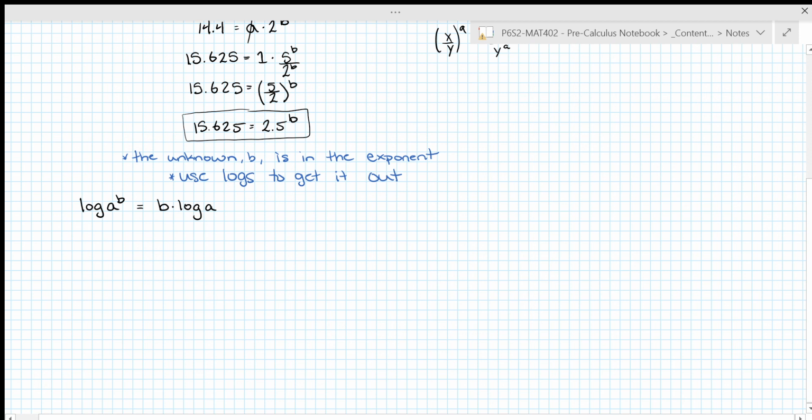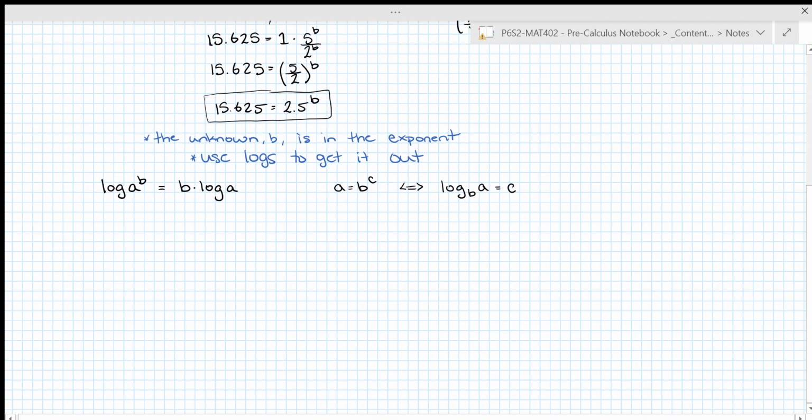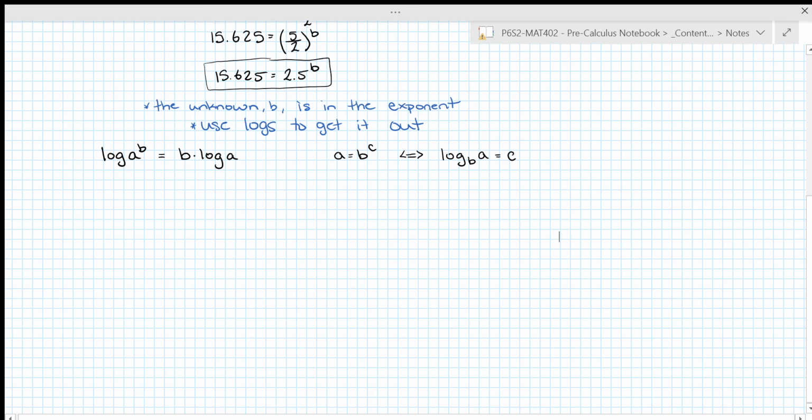Or another way that you could do this is to totally rewrite it. If I have a equals b to the c power, which is basically some number equals some number to some other exponent, that is equivalent to rewriting this as the log base b of a equals c. So those just switch. The base b stays the same, and this answer is equal to this exponent, which comes out front. So we'll look at either way. If one of those rings a bell, you can pick it. So I'll do the first way first.